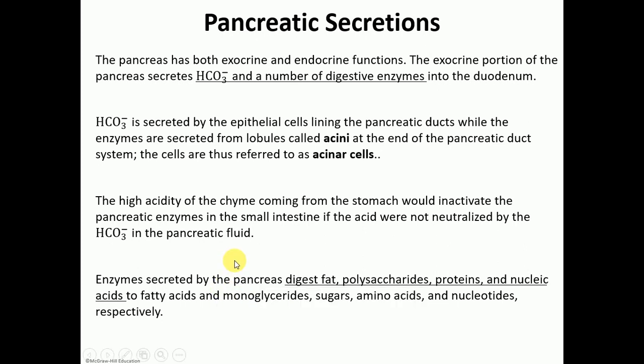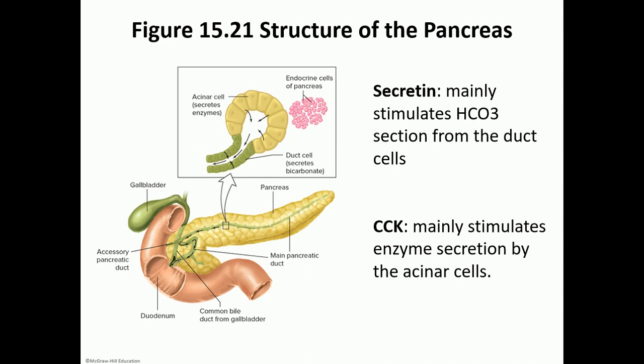So here we're going to be talking about the pancreatic secretions. The pancreas doubles up as an exocrine and an endocrine gland. So we're going to be talking about the exocrine portion. The exocrine portion makes your bicarb and some digestive enzymes. And we'll take a look at the image right here. This part represents the acinar cells that are going to secrete your enzymes. And then you have this duct part, and that duct part is going to secrete bicarbonate.